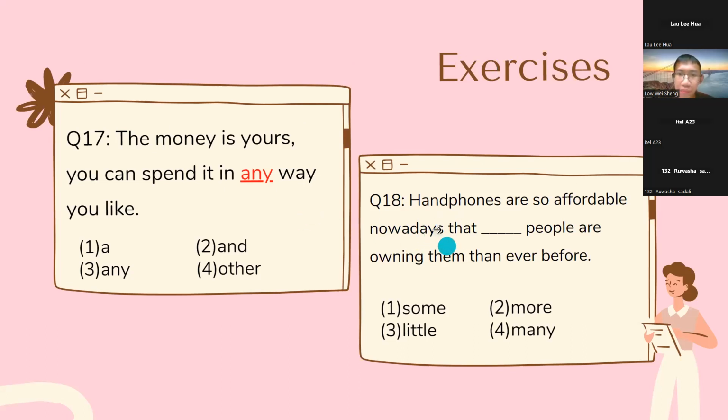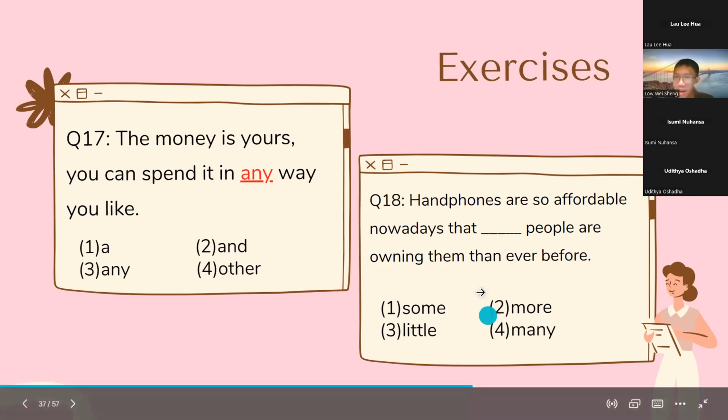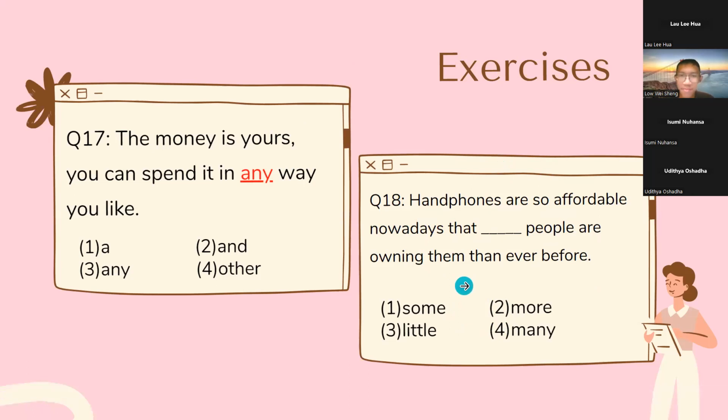So question 18. Handphones are so affordable nowadays that people are owning them than ever before. Many. More. Okay, many and more. The answer is more. So I'm hearing mores here. The answer is some. Pretty close tie. Some. Okay, so you think it's some.